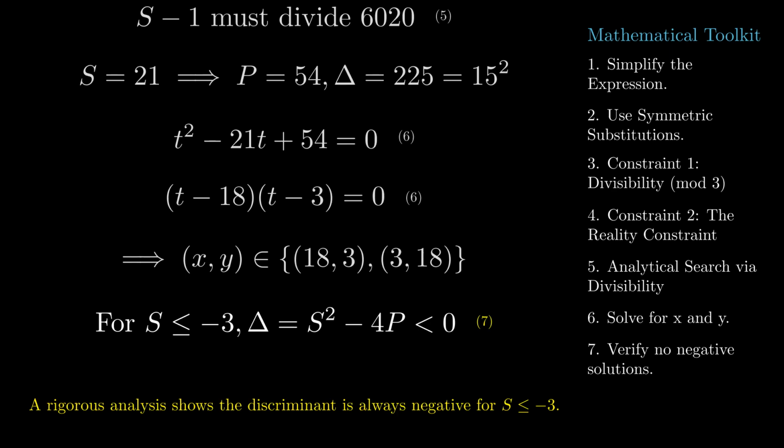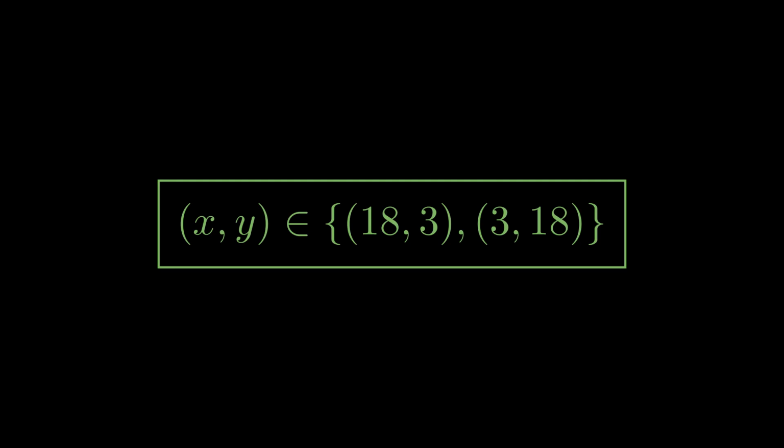For our final step of rigor, we must verify that no negative solutions exist. A rigorous analysis shows the discriminant is always negative for s less than or equal to 3. Case closed.